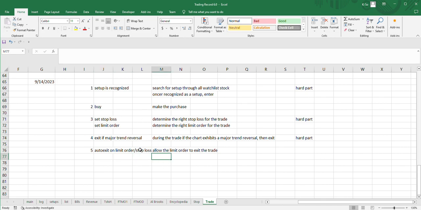Essentially that's how it is. So if I were to describe a little bit more in detail, all I have to do is search for setups through all the watched stocks. If I set an alert for a particular situation that is connected to the setup, then that alert is going to let me know. Now this could work.